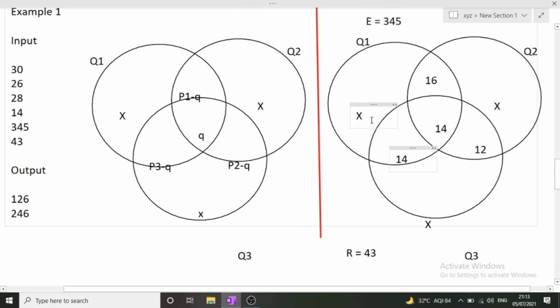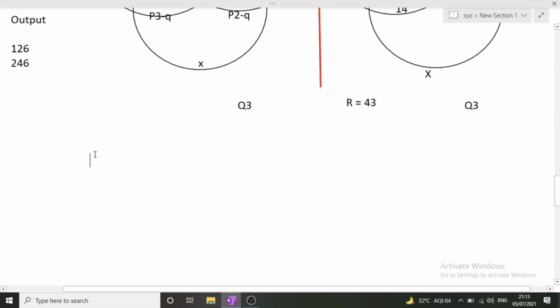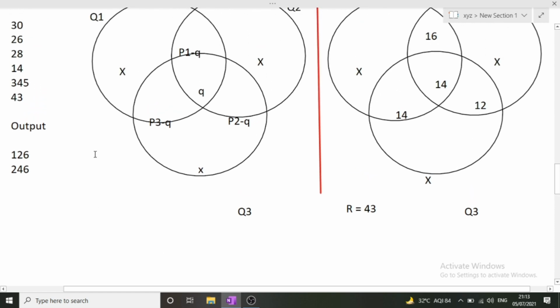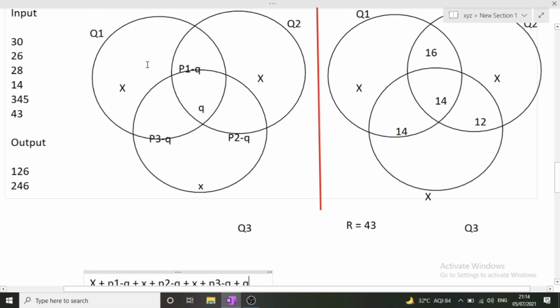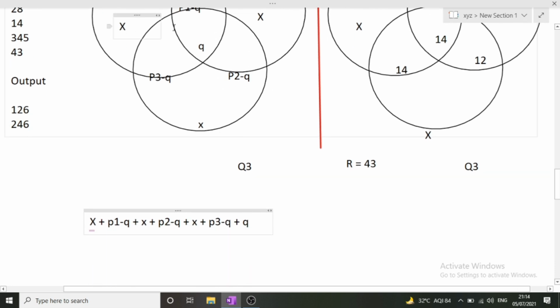Now guys, see, if we sum the entire Venn diagram, what will it give? Let me just sum it. It will be X plus P1 minus Q, plus again X plus P2 minus Q, plus X plus P3 minus Q, plus Q. I hope you have understood it. We have added all the terms inside the Venn diagram.